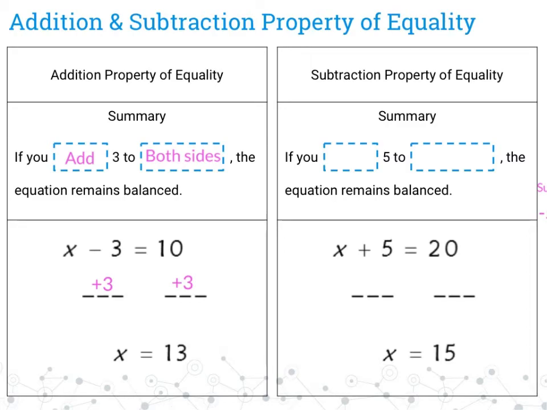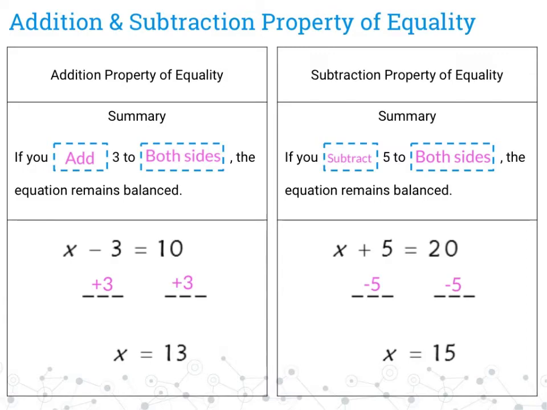Same thing with the subtraction property of equality. If you subtract 5 from both sides, the equation remains balanced. So again, whatever you take away, as long as you take away from both sides, the equation will remain balanced. So x plus 5, if I subtract 5 from both sides, and 20 minus 5 is going to give me 15. The positive and negative 5 are going to cancel each other out, leaving me with just x. So again, our equation remained balanced as long as we do something to both sides. So the addition and subtraction properties of equality state, as long as you're doing that same thing to both sides, then that equation is going to remain balanced.